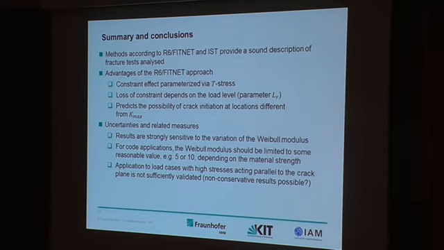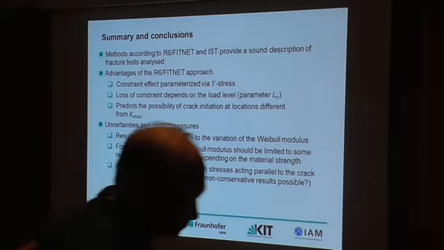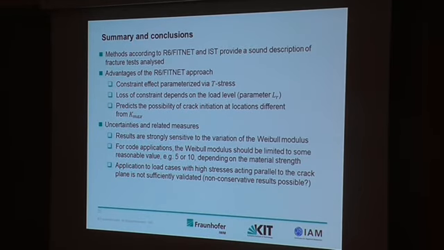To summarize, I would say there are 2 engineering methods which allow engineers to transfer the testing data from high constraint geometries to components, and both methods seem to provide a sound description of the test results. One should, however, consider that some non-conservative results are possible if assumptions are not feasible. So we see that there are some advantages of the R6 and FITNET approach.